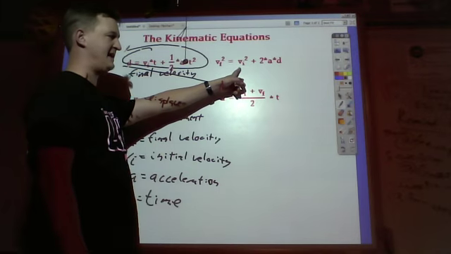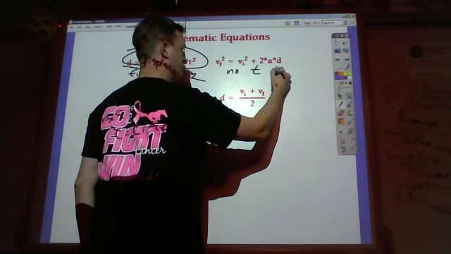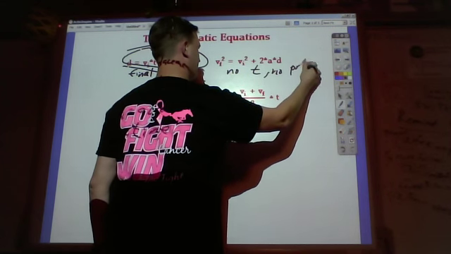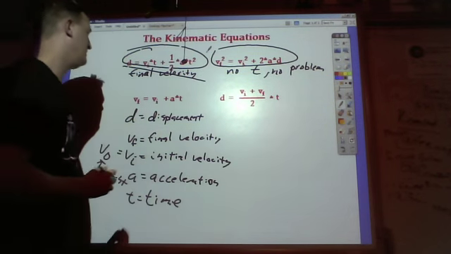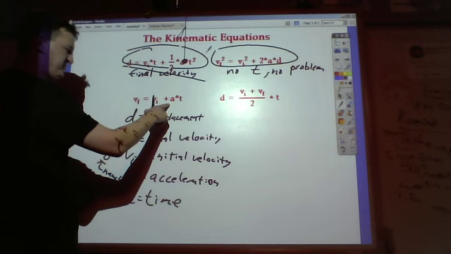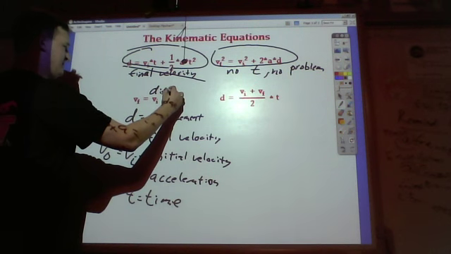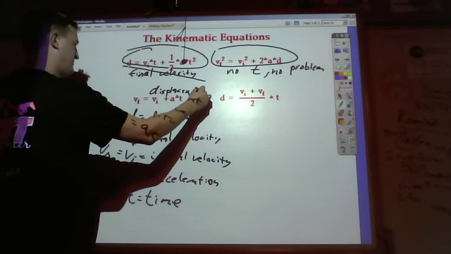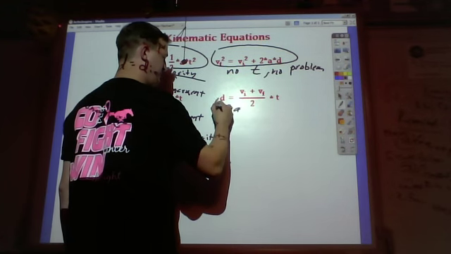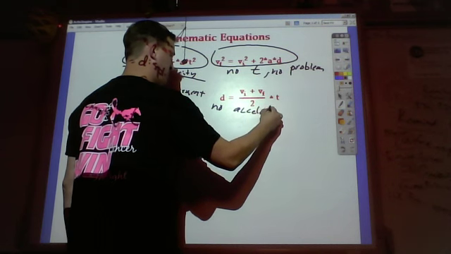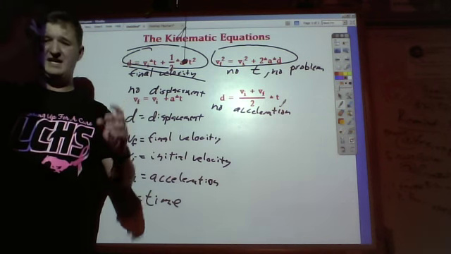What one is this one lacking? Well, if I don't have a time, no time, no problem. Use this one. And as you follow along, this one lacks a displacement. And this one lacks an acceleration. So, 4 equations, 5 variables.